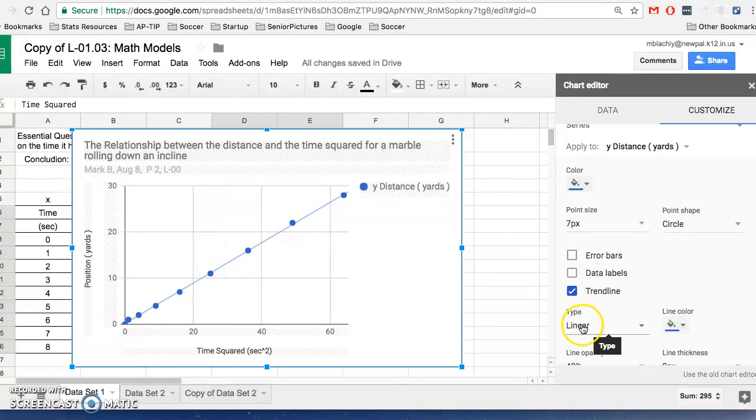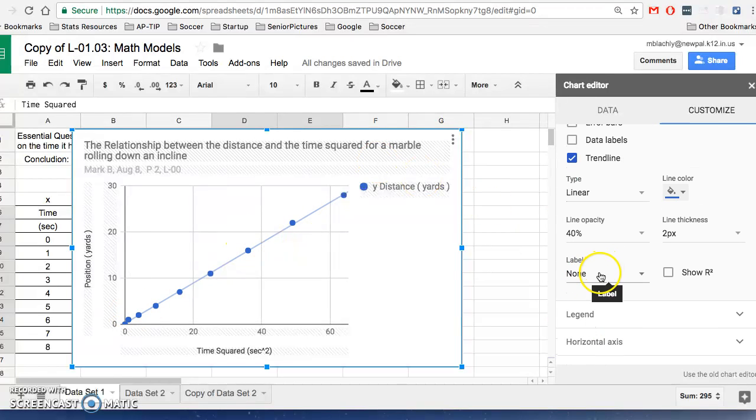We always use linear here. Keep scrolling down. Under Label, you can choose Use Equation. And here, the thing I want you to note is the slope. This is basically saying y equals 0.438x plus a very small intercept. My intercept looks like it's 0 here, so I'm going to go with 0 for my intercept. So my math model is going to be y, which in this case is the distance or position, equals the slope 0.438 times what's on my x-axis, which is time squared.